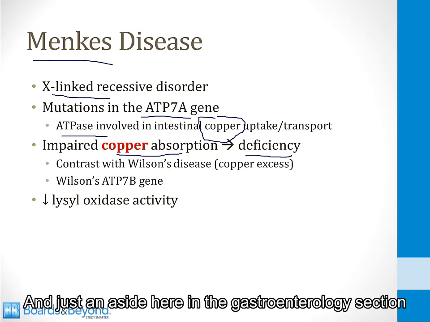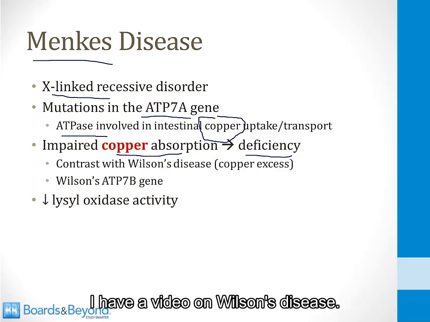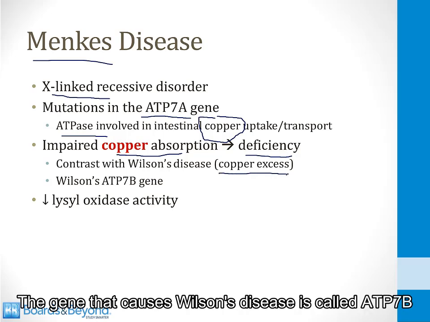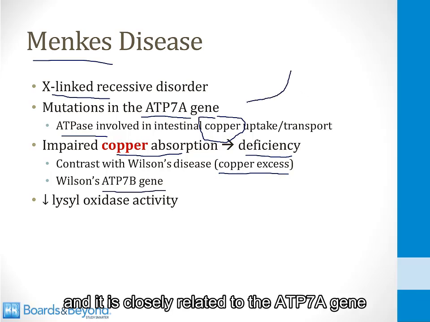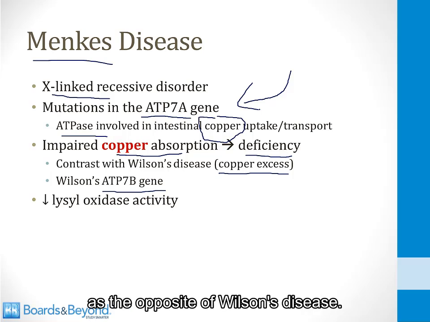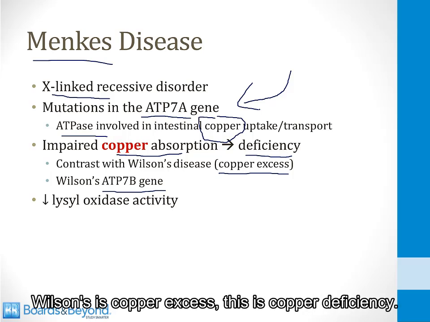And just an aside here, in the gastroenterology section, I have a video on Wilson's disease. Wilson's disease is caused by copper excess. The gene that causes Wilson's disease is called ATP7B, and it is closely related to the ATP7A gene that causes Menkes disease. In fact, you can think of Menkes disease as the opposite of Wilson's disease. Wilson's is copper excess, this is copper deficiency.